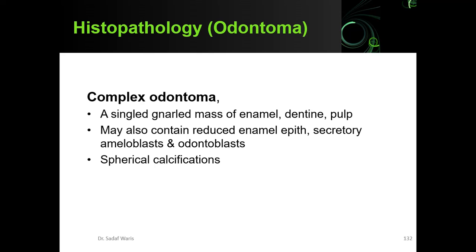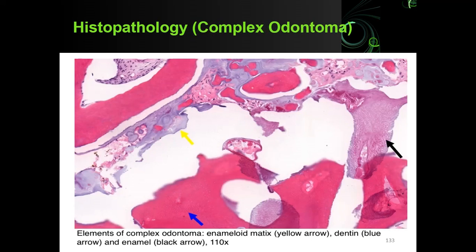Usually, these extra structures, enamel epithelium and odontoblast, are not recognizable under usual conditions. Some spherical calcification may be seen in complex forms of the odontomas. So this is the histopathological picture of a complex odontoma. Please remember, in complex odontoma, you may find enamel, dentine, and dental pulp-like structures, but these will be in the form of conglomerate masses. Normal structures would not be possible to identify as normal structures.